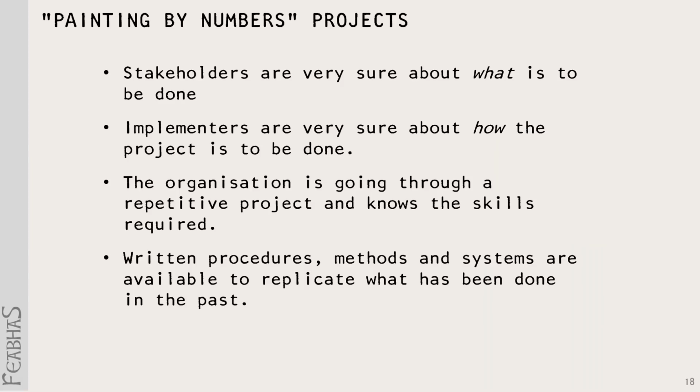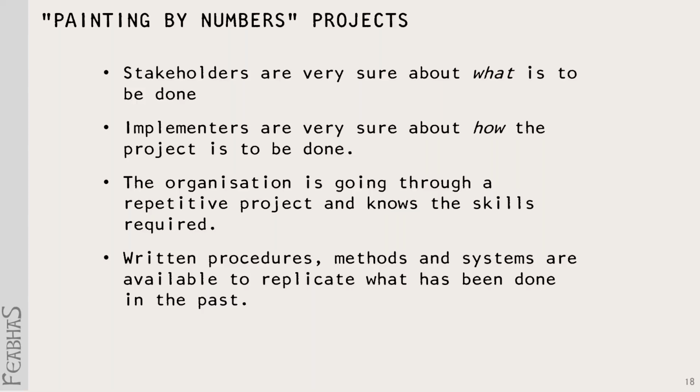Let's go through them. In the simplest and the best possible case, we have what Obeng called a painting by numbers project. In a painting by numbers project, the stakeholders, the customers, are absolutely sure about what needs to be done. It's possibly been done before. On the other side, the people implementing the project are very sure about how they're going to do this. Best practice has already been established. What we're saying here is this organization is going through some sort of repetitive project. It's done it before. It knows how to do it. It has the skills and technologies available. And furthermore, there are probably best practices, methodologies, and systems in place to repeat what we did before. We are fighting the same battle again.